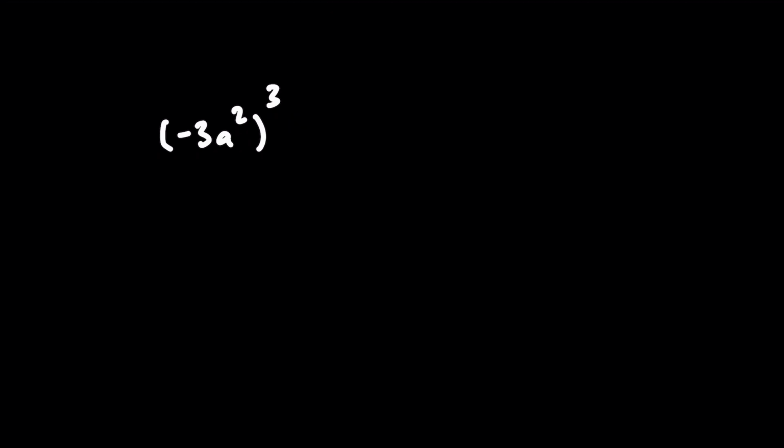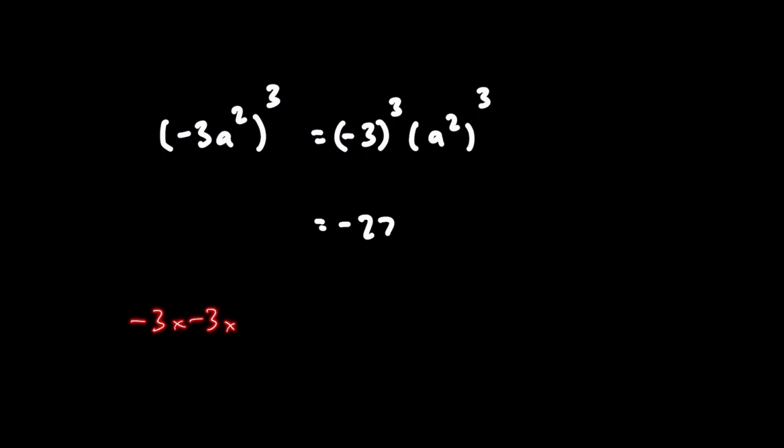So if we wanted to expand this out, we would just have to distribute the power of 3, or the cubed, to both the minus 3 as well as the a squared. So this simply becomes minus 3 cubed and times by a squared cubed. We know that minus 3 cubed is simply minus 27, because that's the same thing as minus 3 times minus 3 times minus 3. And we know minus 3 times minus 3 is simply 9, times by minus 3 is simply minus 27. And we know that a squared, if we cube a squared, then we just have to times the indices together. So that becomes a to the power of 6.